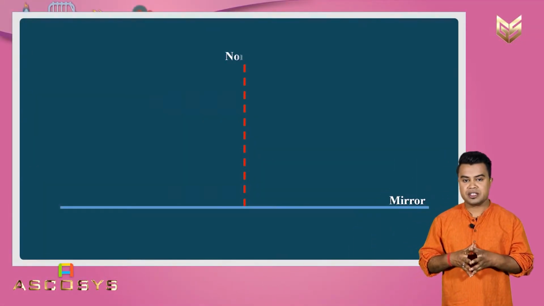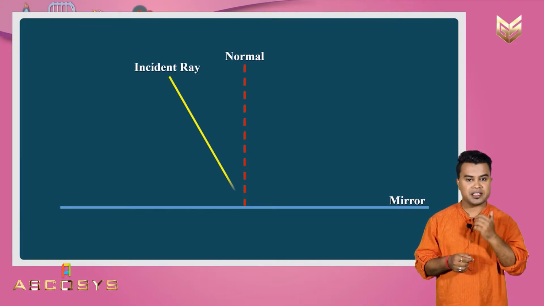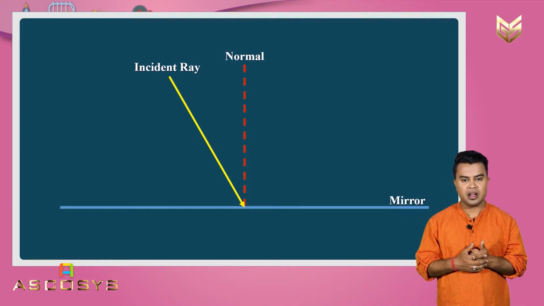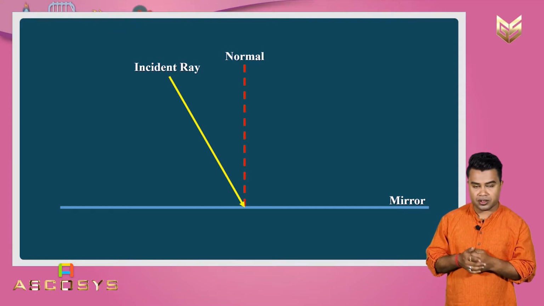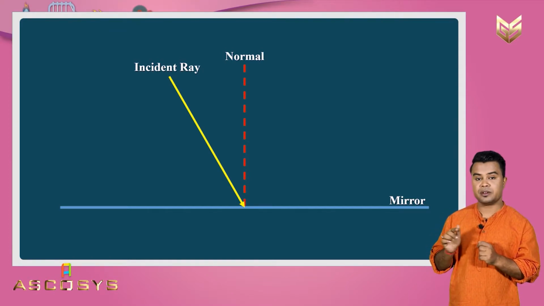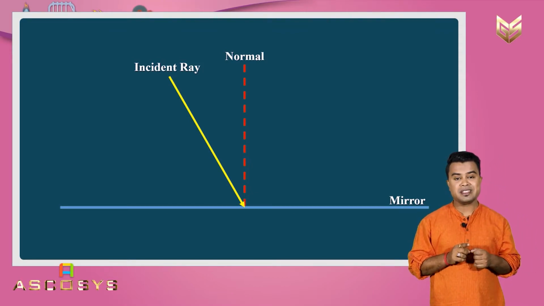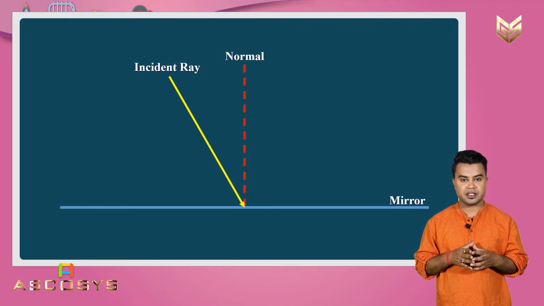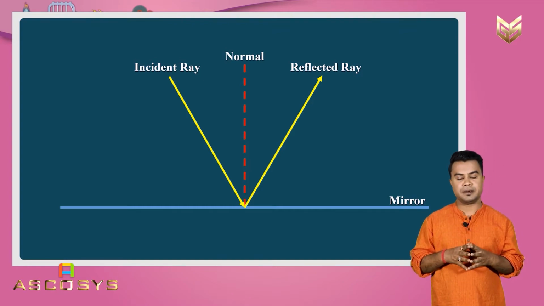Now, if you can see on the screen, whenever an incident ray strikes any plane surface, suppose let us consider that to be a mirror. Whenever it strikes the mirror, a normal is drawn first on the surface of the mirror, that is on the horizontal surface, which is normal means it should be perpendicular to the reflecting surface. Now, the reflected ray bounces back in the same medium.